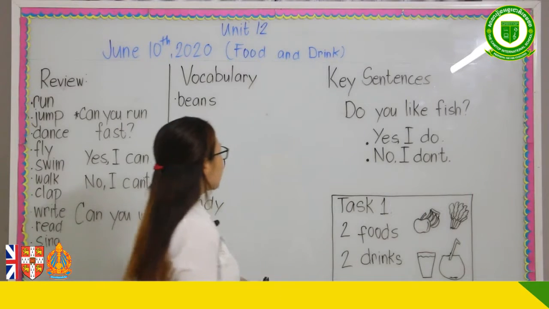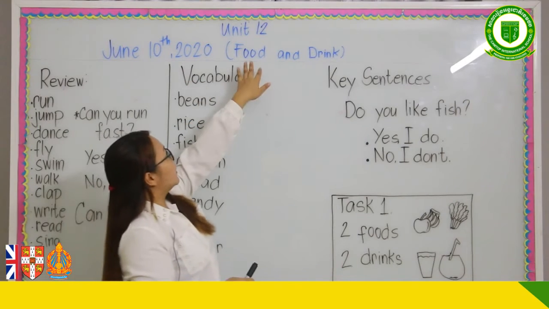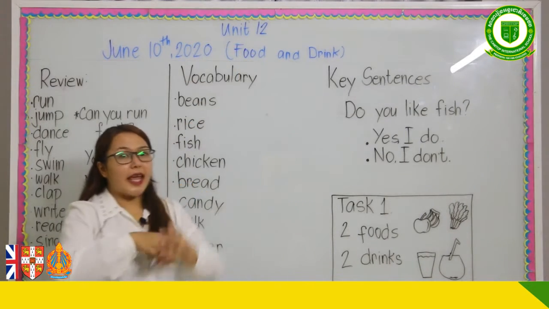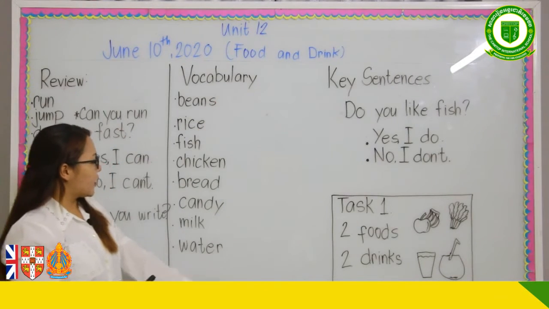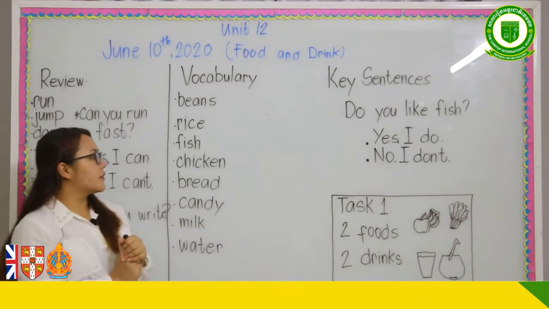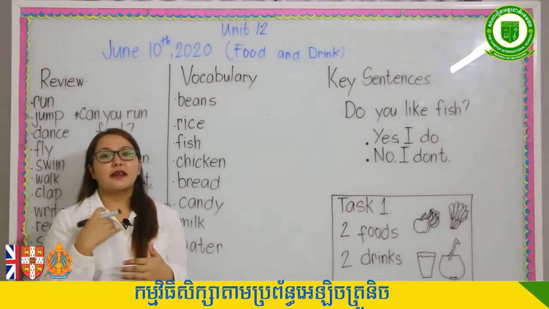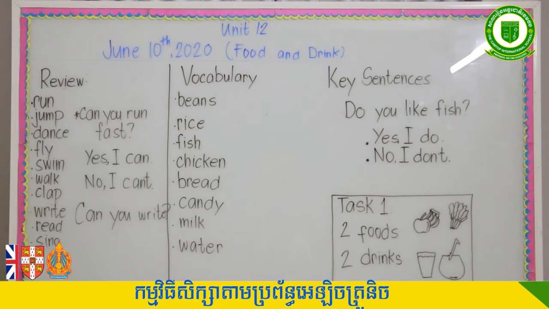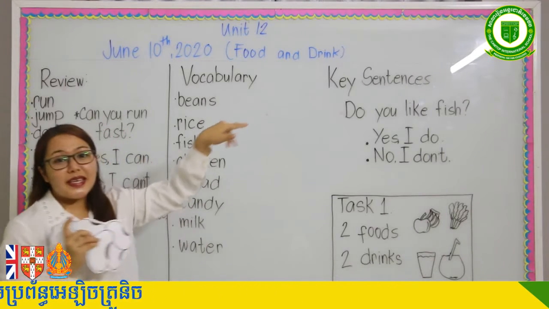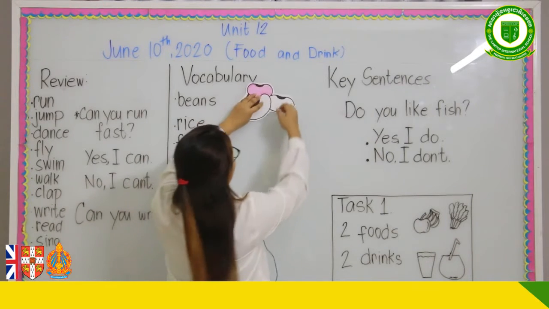Now, we're moving on to our lesson today. Today, we're going to again learn about food and drinks, okay? So first, we have here your new words. These are new words for you that you can use in your everyday life, all right? So I'll show you pictures as well. So let's have the first one. We have here beans. Okay, for beans, it looks like this.